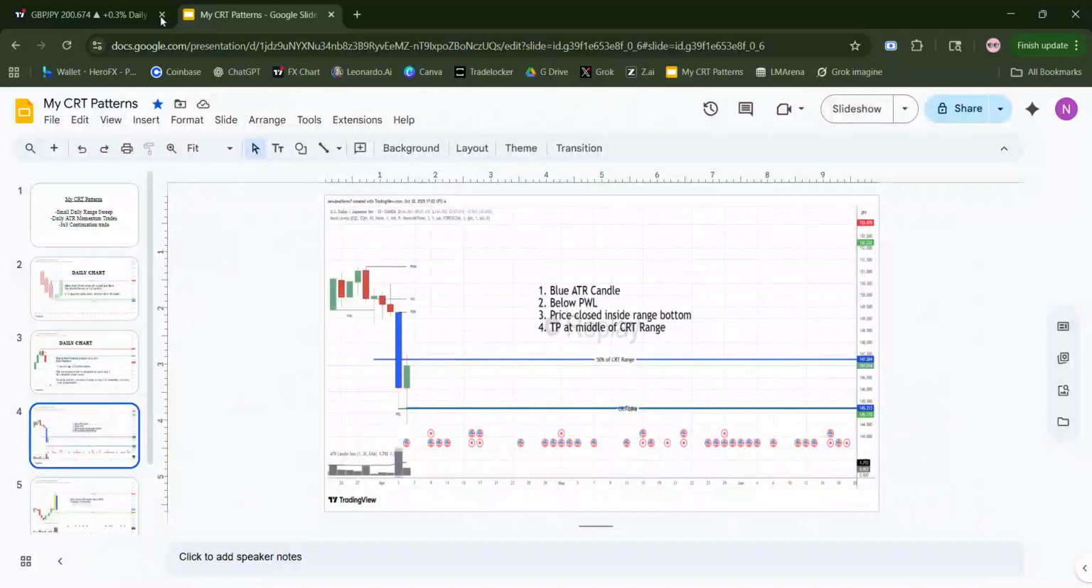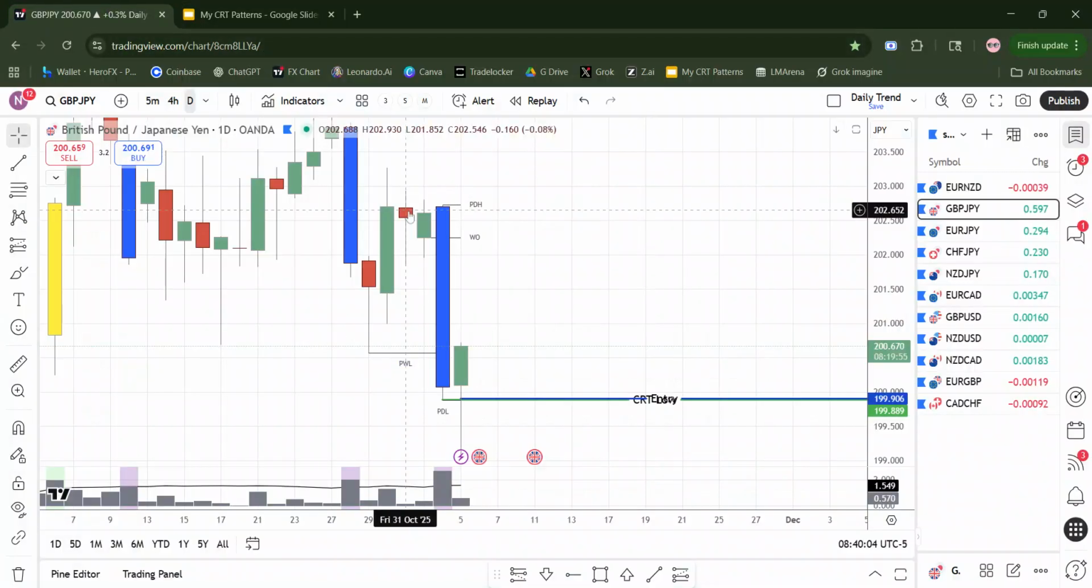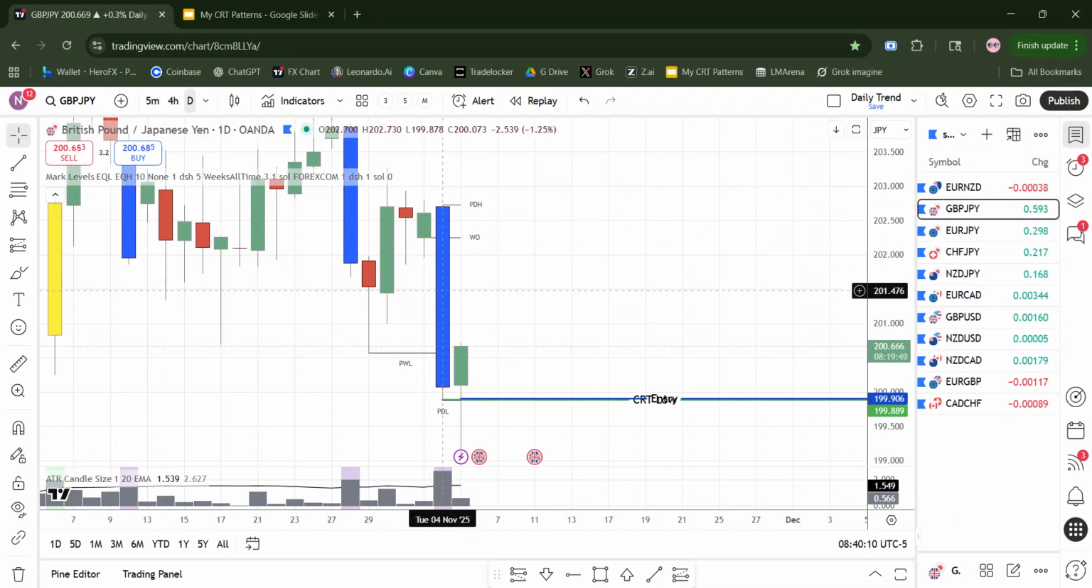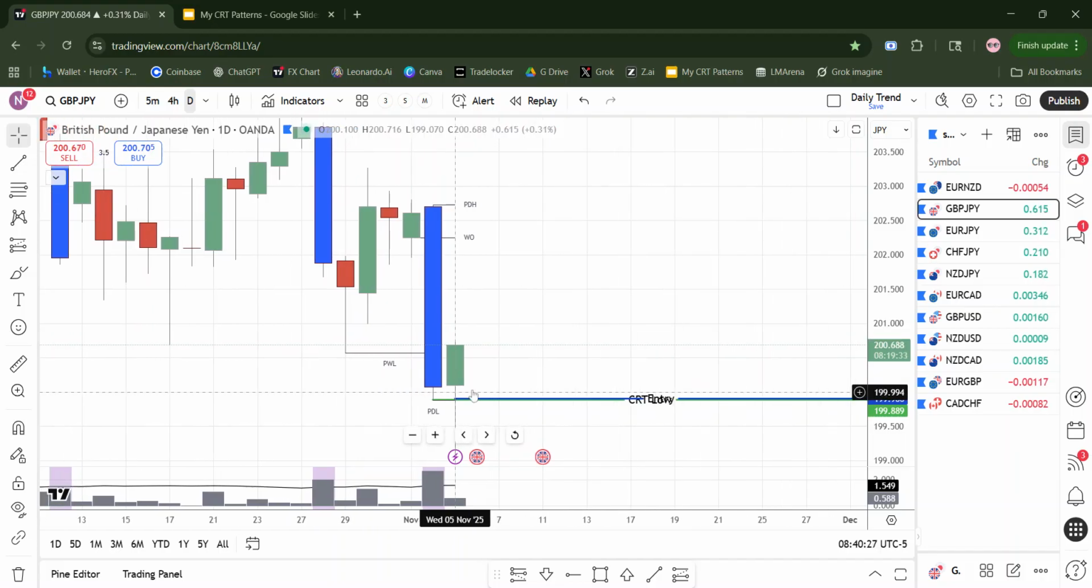So our trade for today was GJ. We have our blue ATR candle. The ATR was 153, but this candle was 262 pips to the downside from the open to the close. So obviously that's above the average daily range. This was Tuesday, so Wednesday we just expect a pullback, and our entry zone is always at the low of this candle. We want to see price go below it.